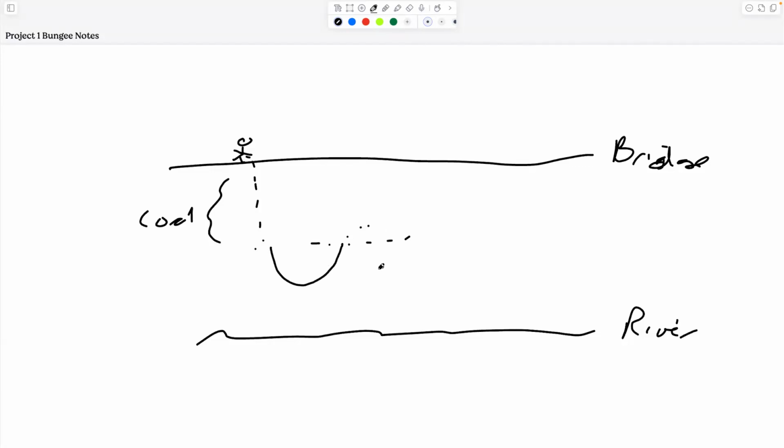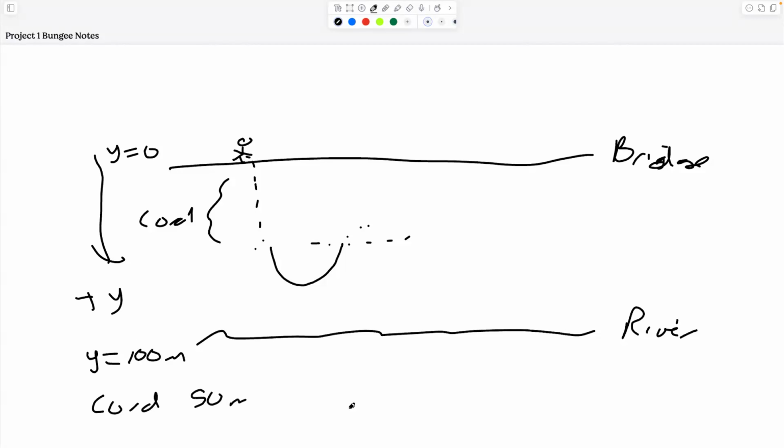Now, everything works out a lot easier in this project if we call down the positive y direction. So down is positive y. And we're going to call right up here at the bridge y equals 0. And let's say the river is 100 meters. And let's say our cord is 50 meters long.